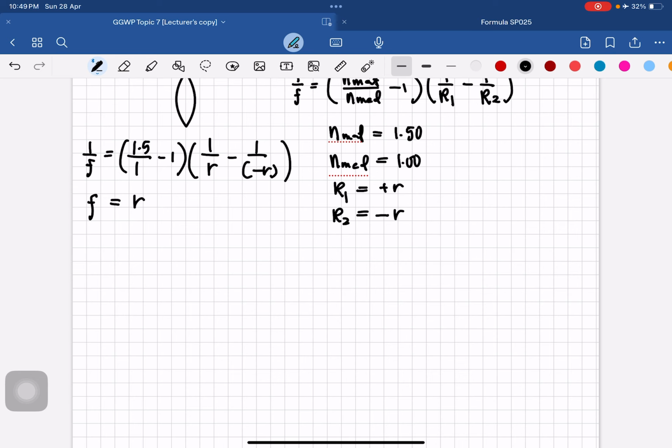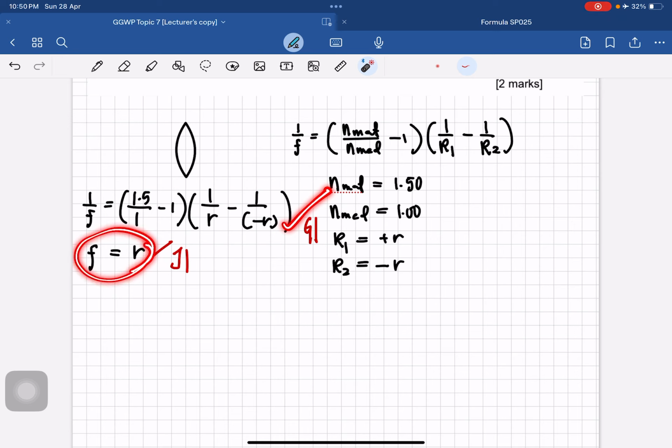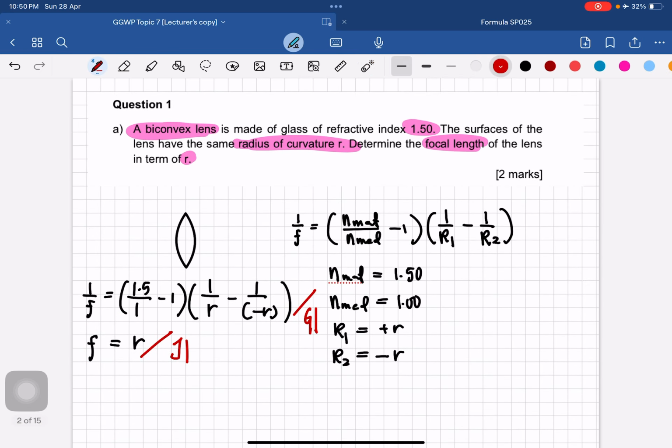Okay, so where are the marks given? The marks are given for the substitution here and for the answer without the unit, because R in terms of R has no unit. Okay, so this is how you solve question 1A. You must have the correct substitution and you must write the answer. If there is usually a unit, you must write the unit as well. Alright, so this is the solution for 1A. From here, you will obtain 2 marks.